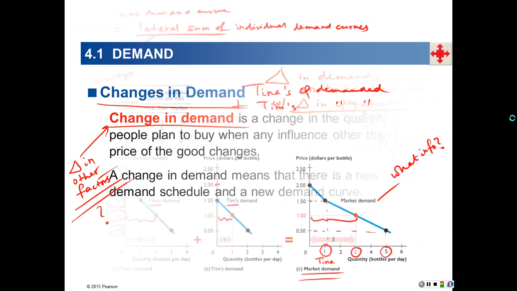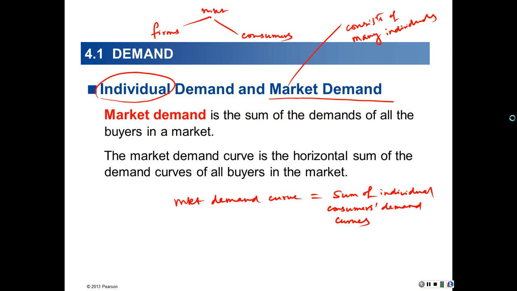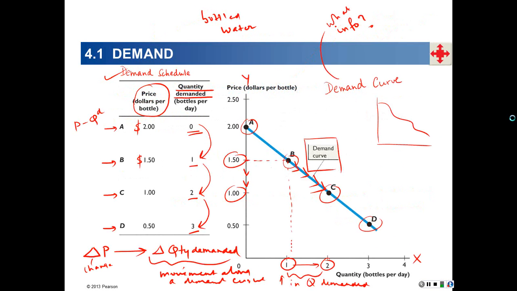Do you remember that? So for instance, in this diagram here, a move from point B to point C, well, that is a change in quantity demanded, brought about by a change in the price of the item. Okay?